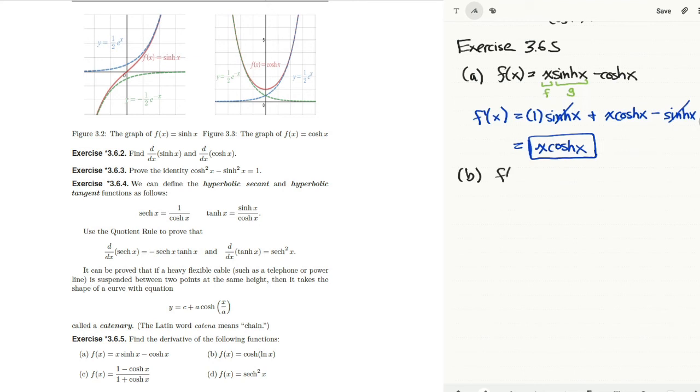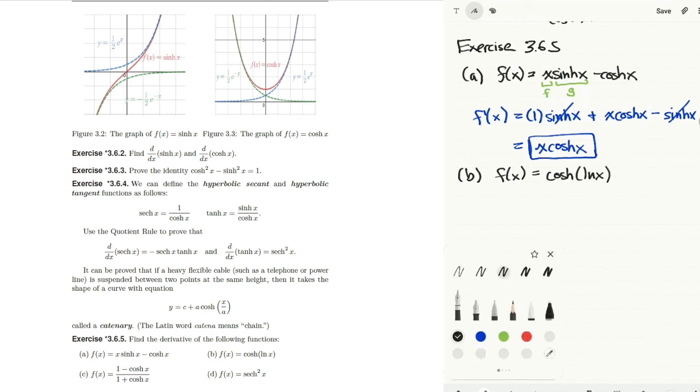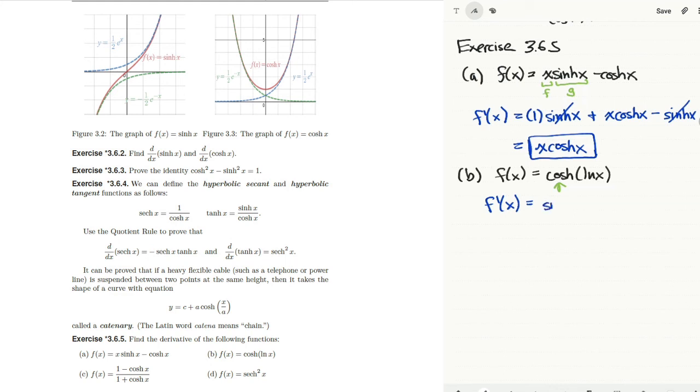So now let's look at the function cosh of the ln of x. So here we use the chain rule. So we'll start with the outer function, which is cosh, and then multiply by the derivative of the inner function. So the derivative is the derivative of cosh, which is sinh, and we leave the inner function unchanged, and then we multiply by the derivative of the ln of x, which is 1 over x.